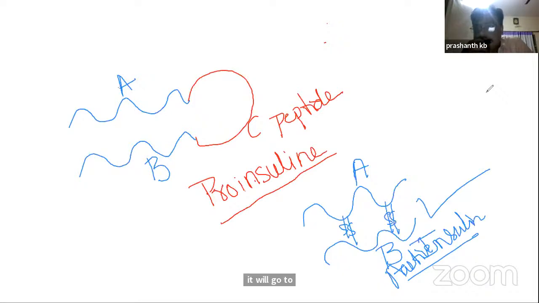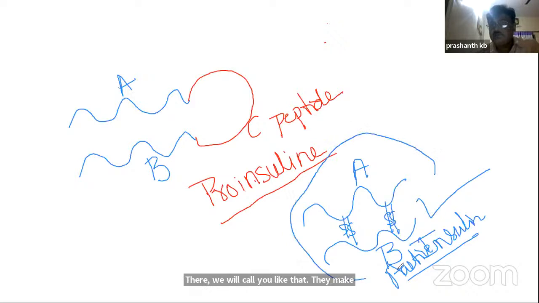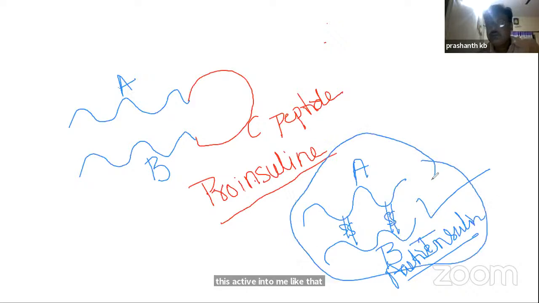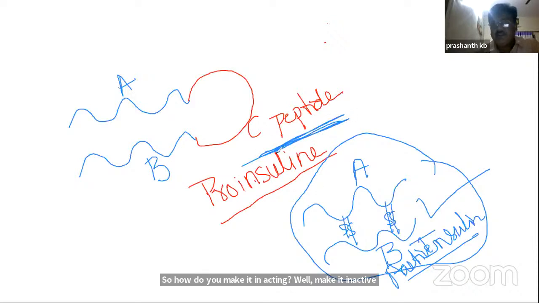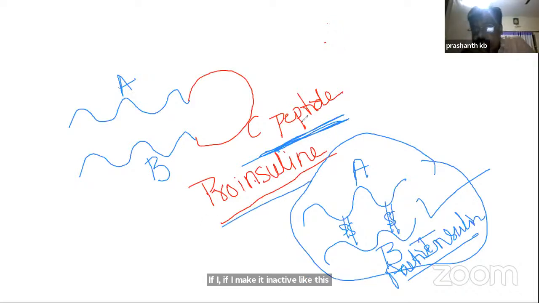After 2 months, I'll call the 10 medical stores and ask them, do you want insulin? They will say, sir, we still have a lot of stock, we will call you. Then I cannot keep this active insulin like that. So how to make it inactive? We call it the C-peptide technique. If I make it inactive like this proinsulin, I can keep it for more than 2 years.